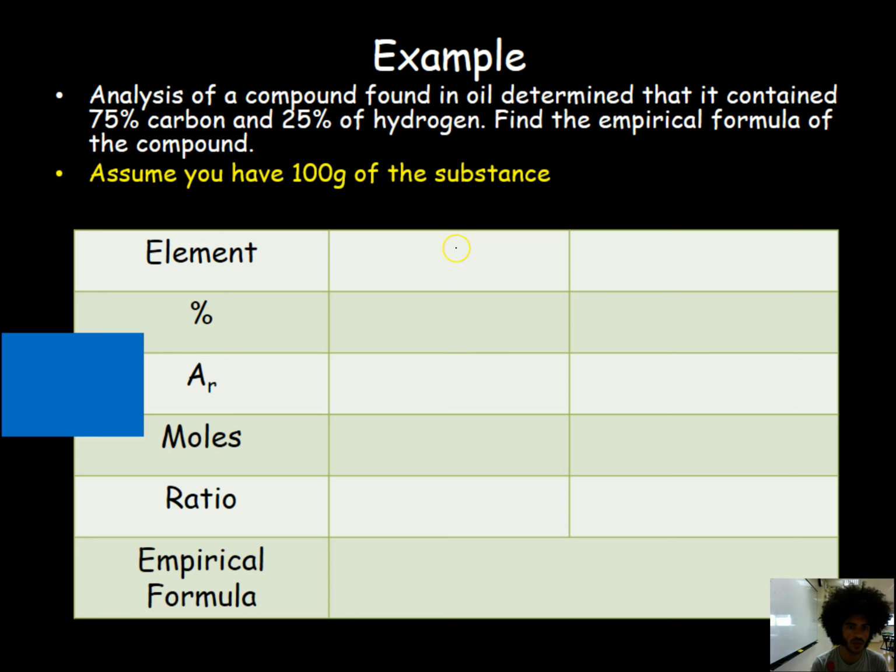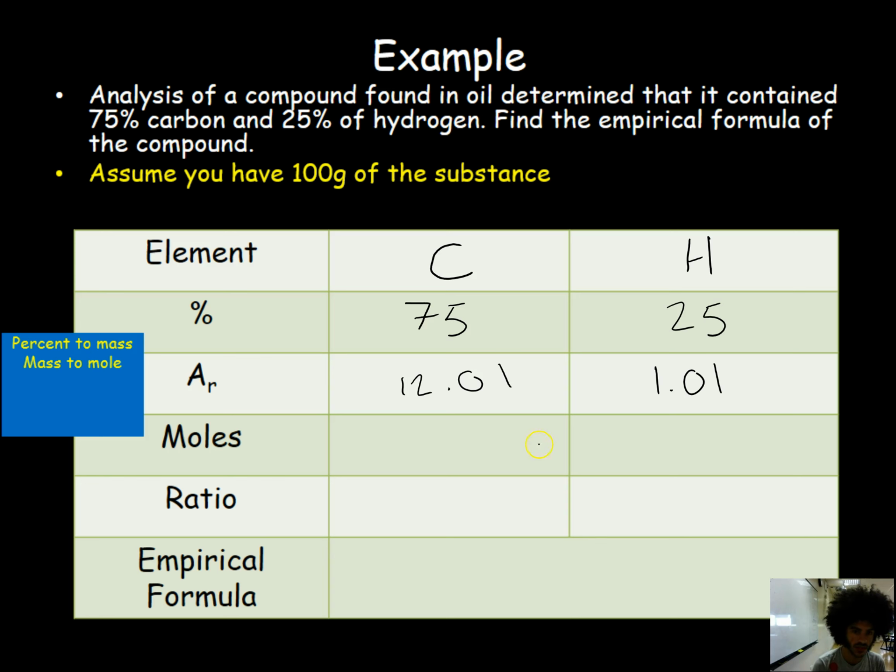So we're going to start with C for carbon and H for hydrogen. And let's put the numbers in. Now I've got 75% for carbon and I've got 25% for hydrogen. The AR of carbon I think is 12.01. Yep. And for hydrogen I think is 1.01, which it is. Okay. So I've done percent to mass, which is basically this first step by putting the percentages in. And now I have to do mass to mole. Alright, so that's my next step.